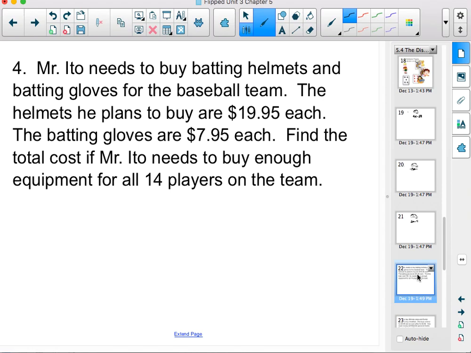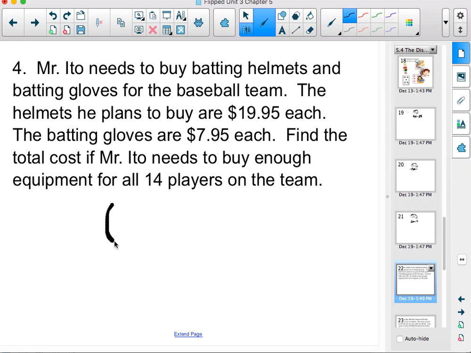Let's see a word problem. Mr. Ito needs to buy batting helmets and batting gloves for the baseball team. The helmets he plans to buy are $19.95 each. The batting gloves are $7.95 each. Find the total cost if Mr. Ito needs to buy enough equipment for all 14 players on the team.